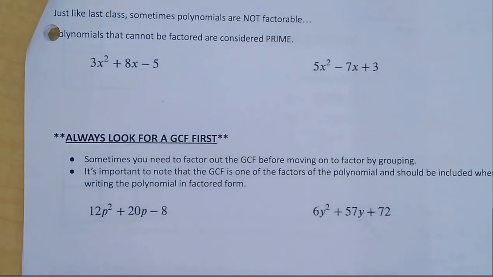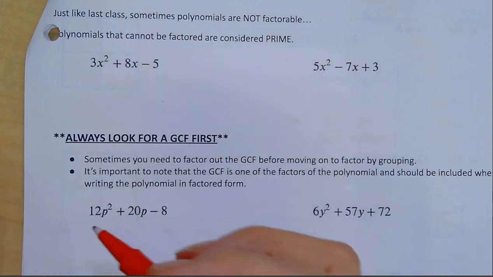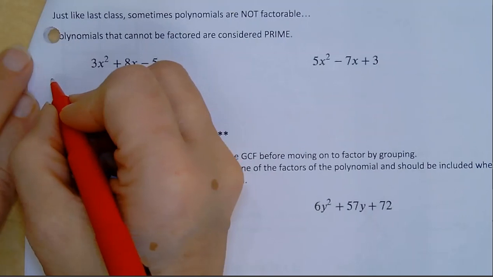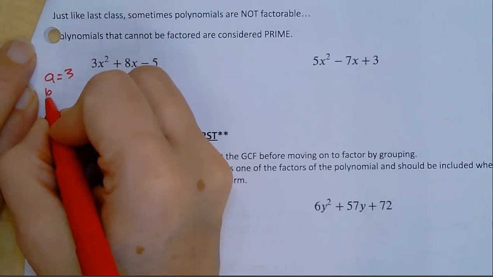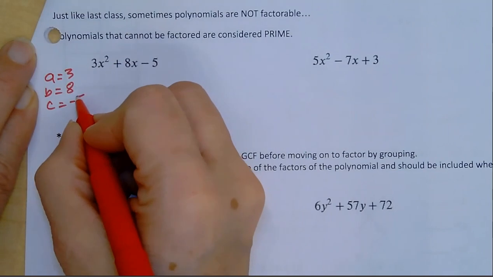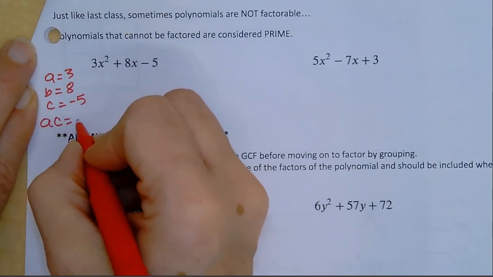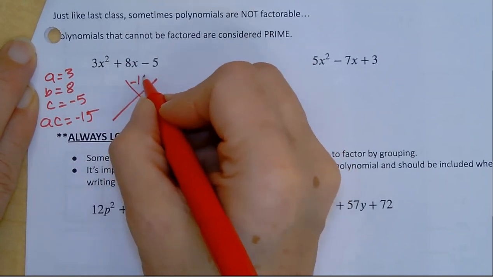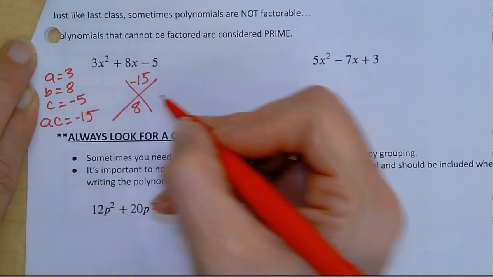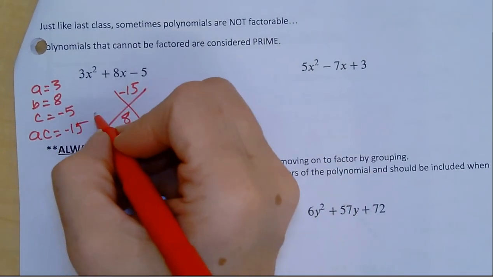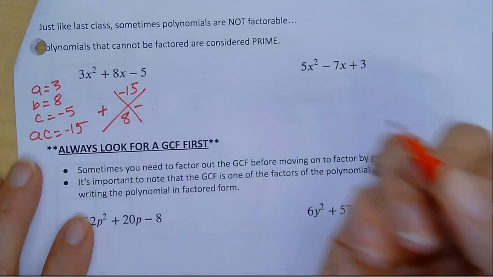All right. So just like last class and last several classes, sometimes we get polynomials that are just not factorable, okay? And so you call them prime. So sneak preview, these are both going to be prime. Here I know A is 3, B is 8, C is -5, and so AC is -15. I need two numbers that multiply to give me -15, but they add up to give me 8. And I look at that and I think, well, 3 times 5 is 15 and 3 plus 5 is 8. But remember, we need one positive, one negative.